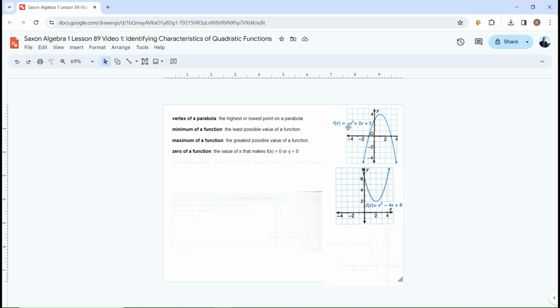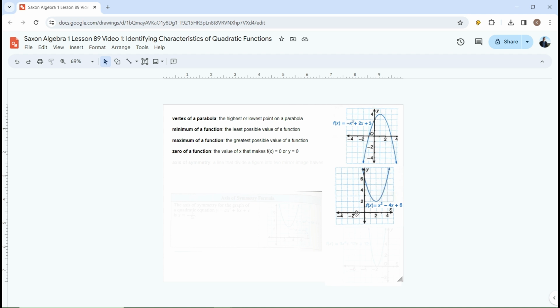3 squared is 9. This would be -9, plus 2 times 3 is 6. Negative 9 plus 6 is negative 3. Negative 3 plus 3 is 0. A parabola has up to 2 zeros. However, some parabolas don't have any zeros.